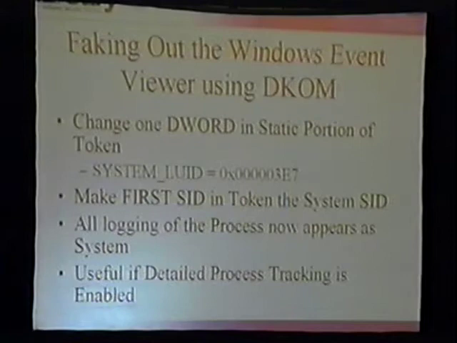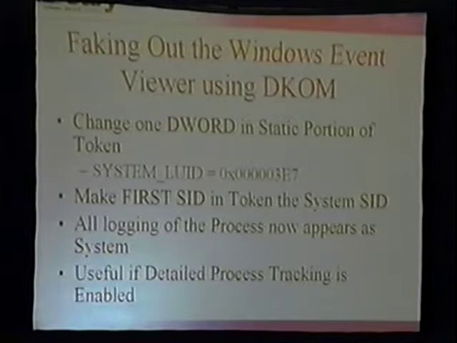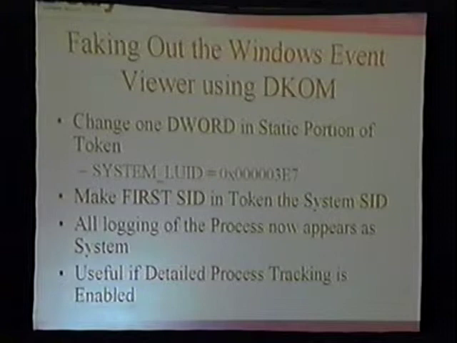So I also mentioned that you can fake out the Windows Event Viewer using DKOM methodology. There's the auth ID or the session ID that we saw in the static portion of the token. If you change that to one of, there's three or four that are static that never change, they're actually declared in a Microsoft DDK header file, I believe. One of them happens to be the system LUID. When you log onto a machine, you hit Control Alt Delete, your session ID is supposed to be created uniquely there at that time. So the system LUID, you can just hard code that into your token using the DKOM method.